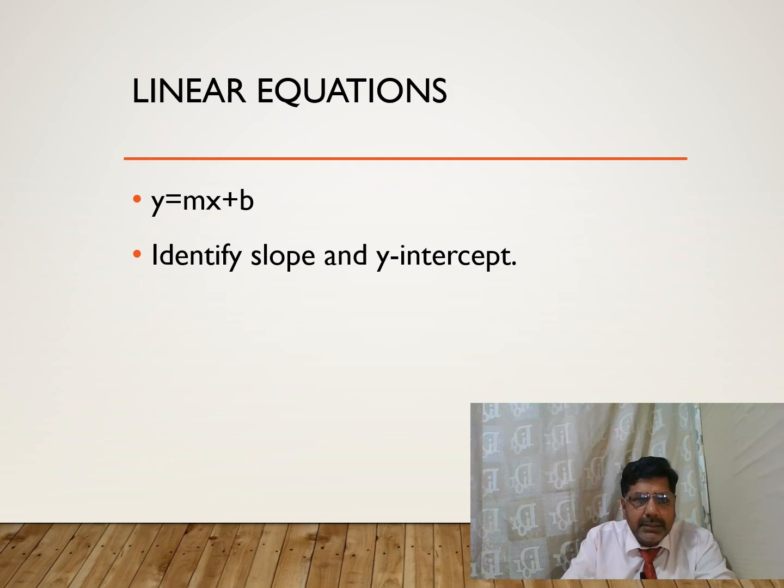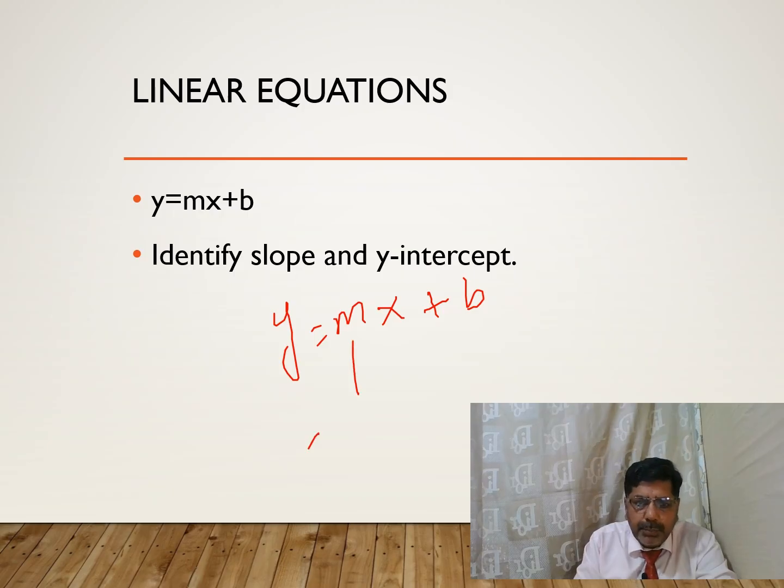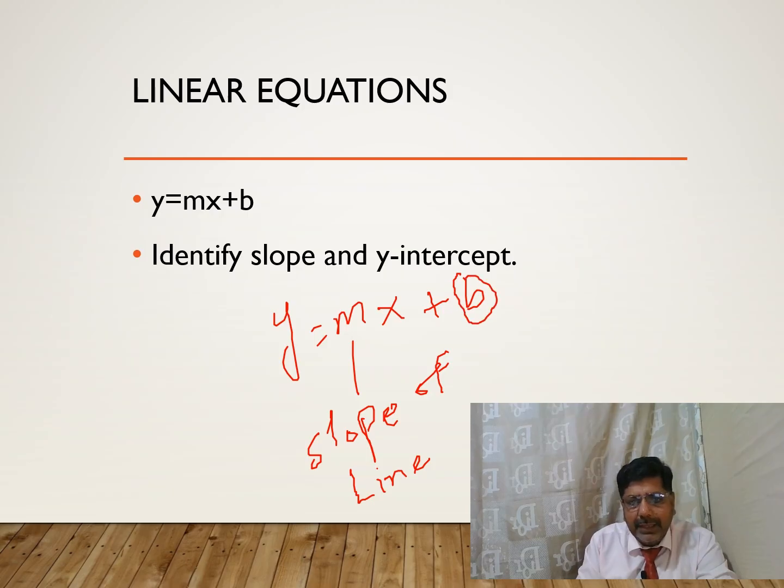As we already discussed, this is the linear equation formula, which gives the slope and y-intercept. Here, y is equal to mx plus b. Here, m is the slope of the line. Clear? And b is called the y-intercept. Any number here will be termed as the y-intercept. So if you have all these values, you can easily find the y-intercept.